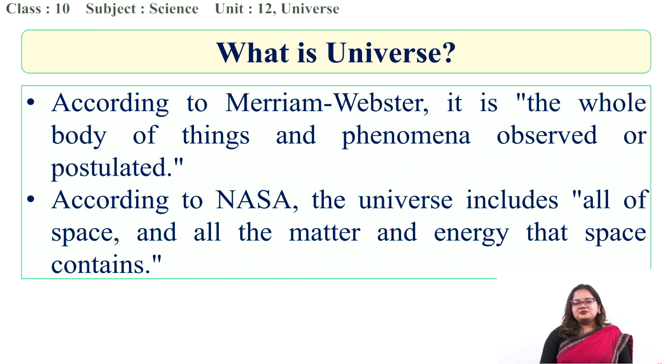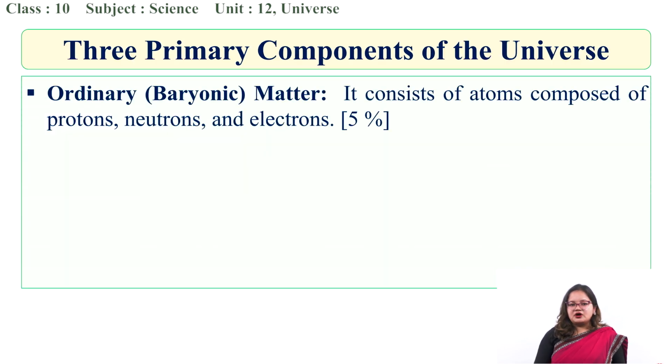So what are the major components of the universe exactly? We cannot just say galaxy, we cannot even say human beings, we cannot just say some stars or planets. Rather, there are some major components which are termed as the primary components of the universe. So the first one is ordinary or baryonic matter. These ordinary matters are simply atoms which are composed of protons, neutrons and electrons. And these are the observable things in the universe as well.